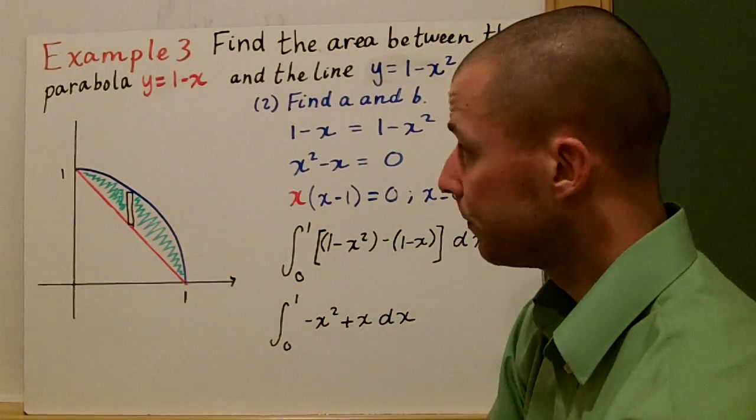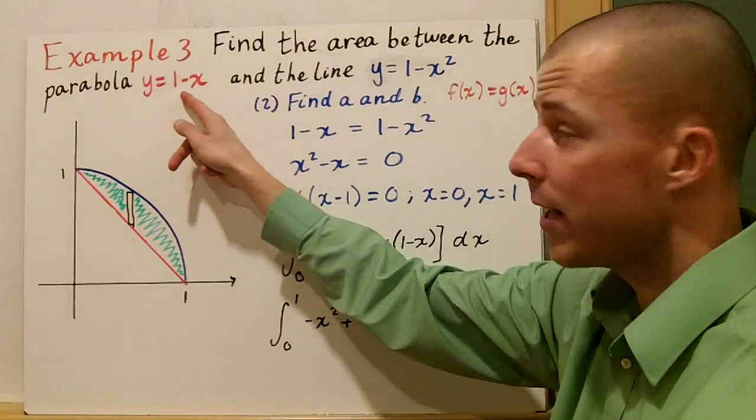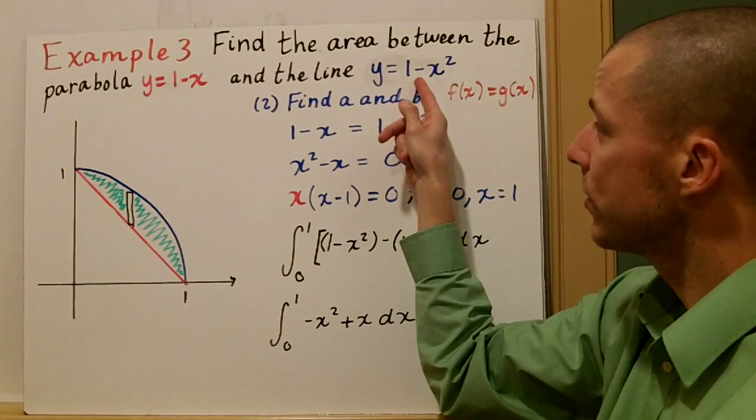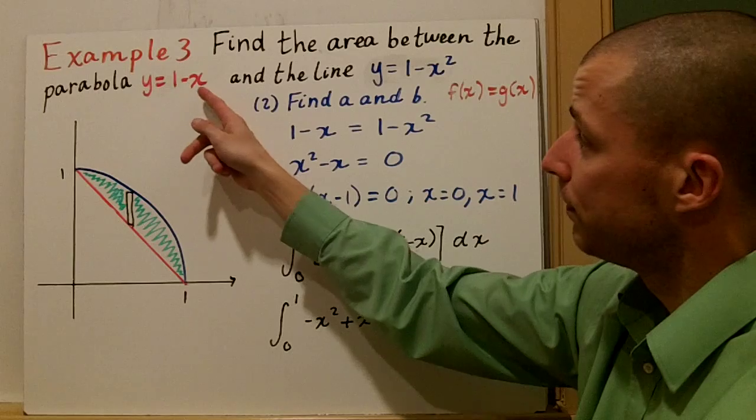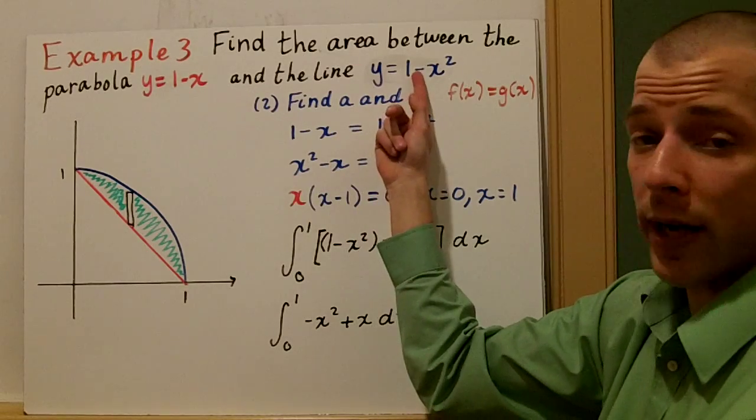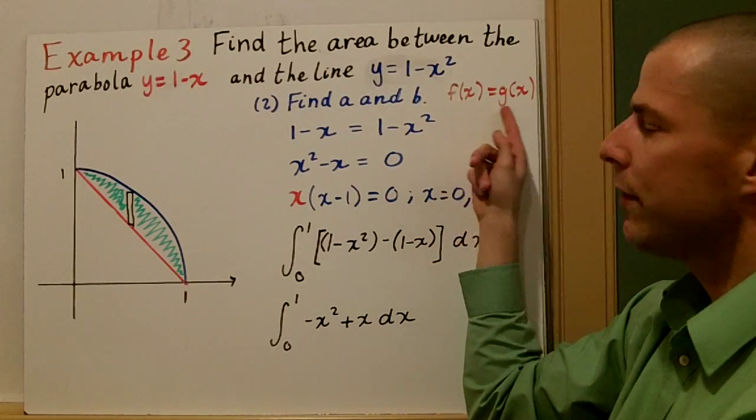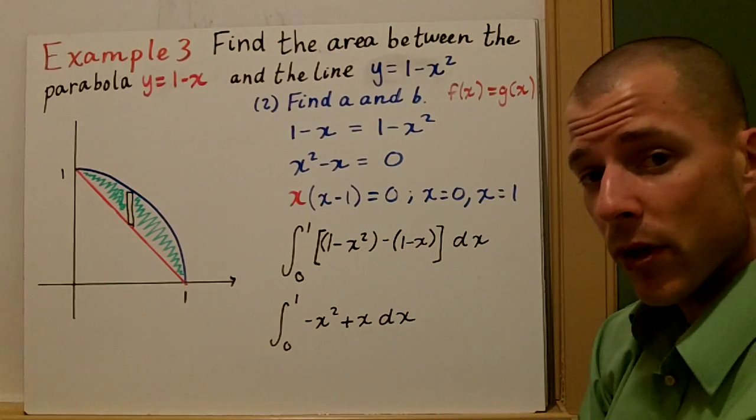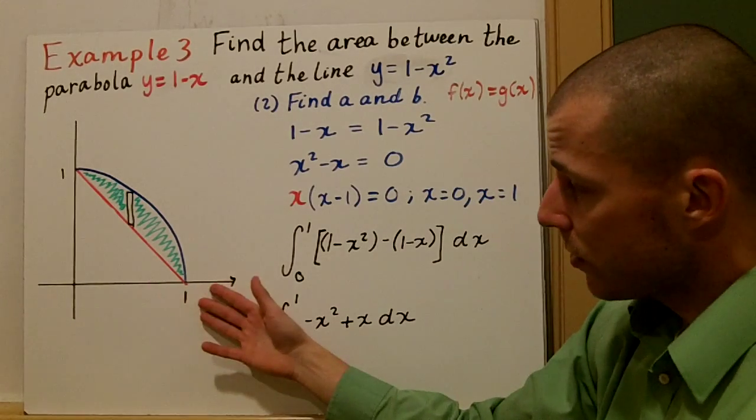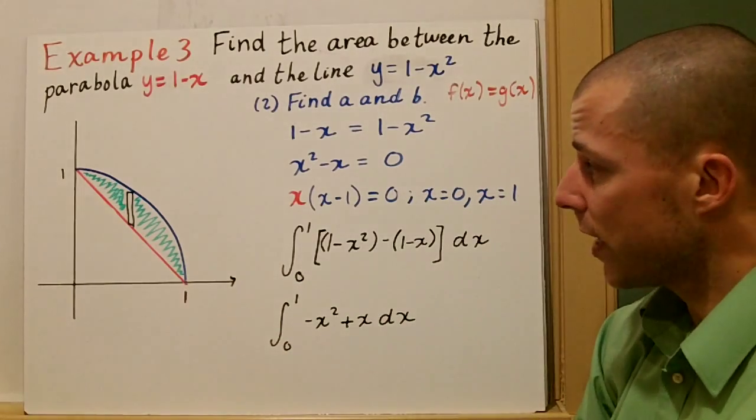Final example, find the area between the parabola y equals 1 minus x squared and the line y equals 1 minus x. That's our line, that's our parabola. So we've got to find a and b. It's not given. We don't have a or b. Here's my two functions graphed, and again I've drawn that vertical rectangle to kind of show you what's going on.